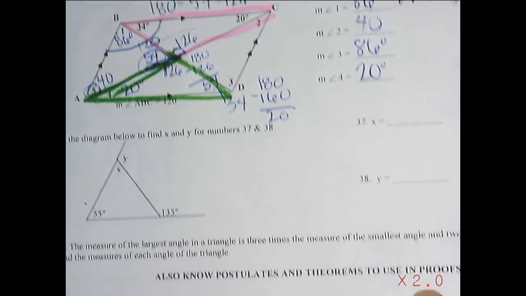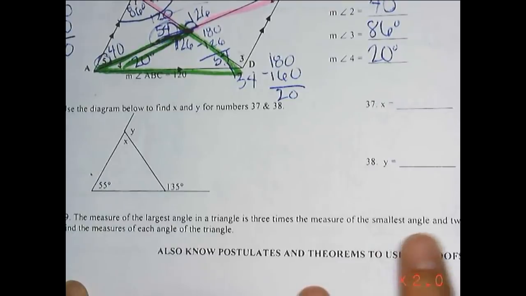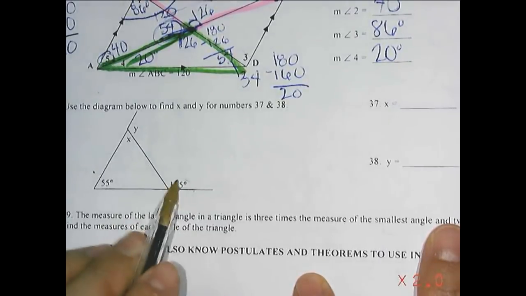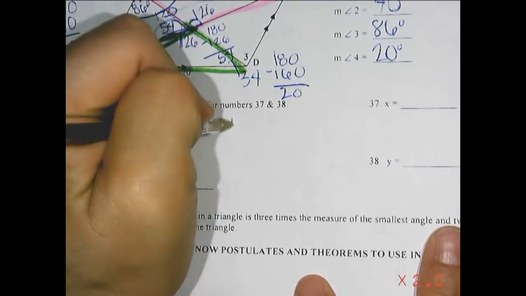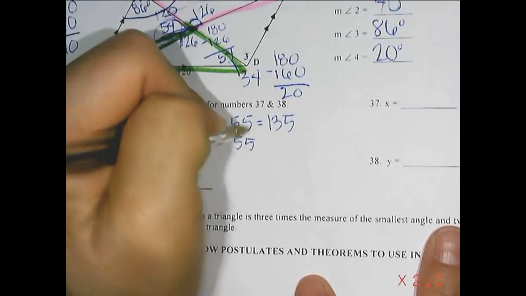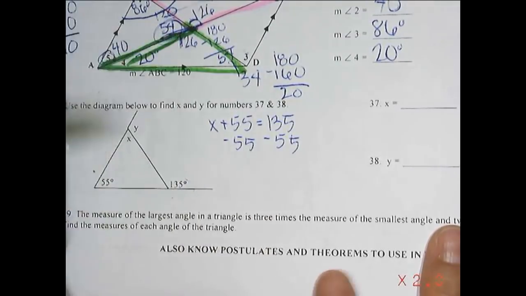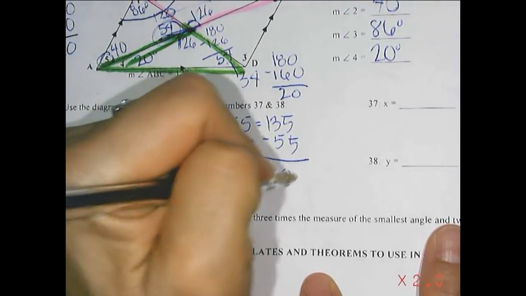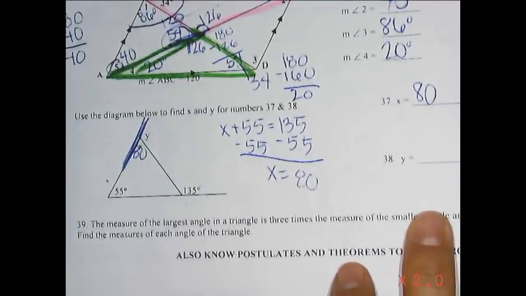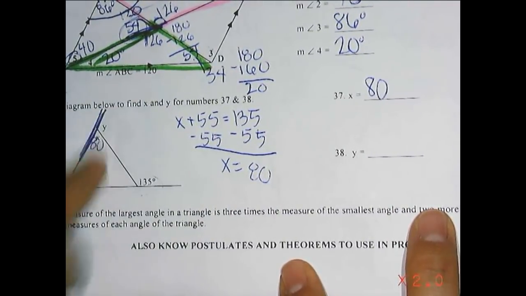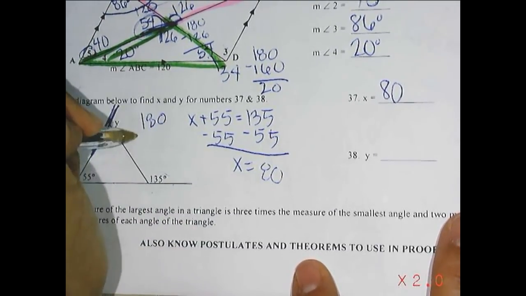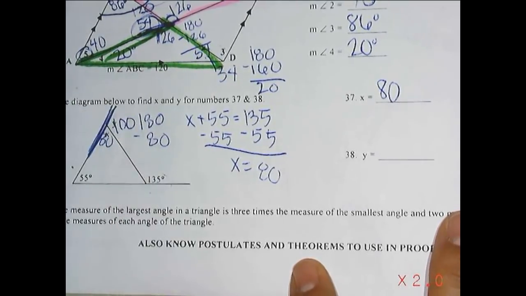Okay, almost done here. All right, well, what I know is that these two angles add up to 135 because of the exterior angle theorem. So I'm going to do x plus 55 equals 135. I'm going to subtract 55 and subtract 55. And when I do that, I will get x equals 80. So I know this is 80 now, and I see that this is a straight line. That's a linear pair. A straight line equals 180 degrees. So in order to find y, I would do 180 minus 80, and I would get 100 degrees.